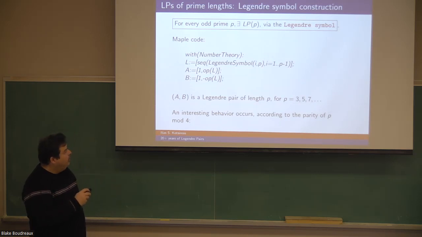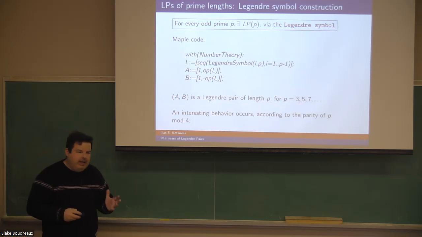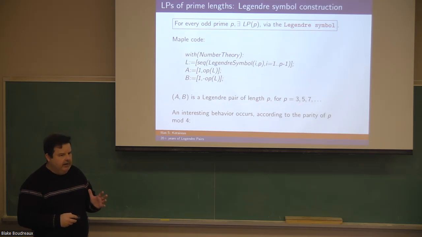So in Maple, we load the number theory package. We put together the sequence, seq of Legendre symbols from I, P, from I from 1 to P minus 1. P is our odd prime. We prepend 1 in this sequence. Then we take the negation of this sequence and we prepend 1. And this is your A and B. This is a Legendre pair of length P for every odd prime. So this simple construction tells us how to make these Legendre pairs for every odd prime, right? So there's nothing else to do there.